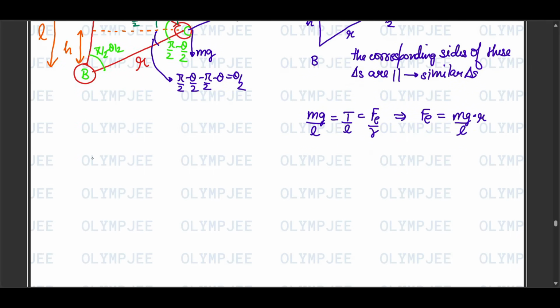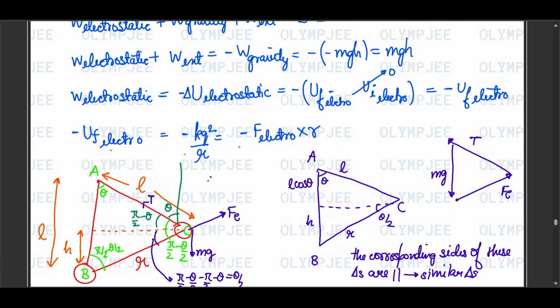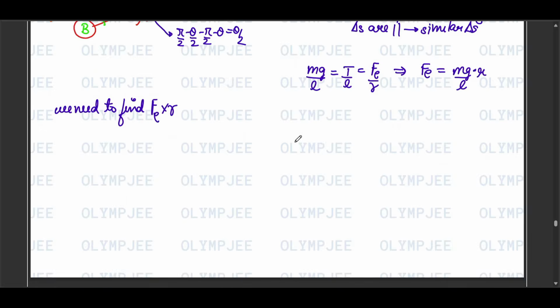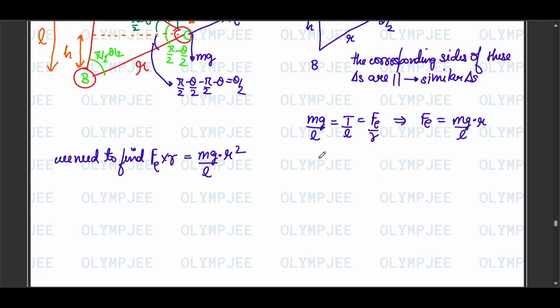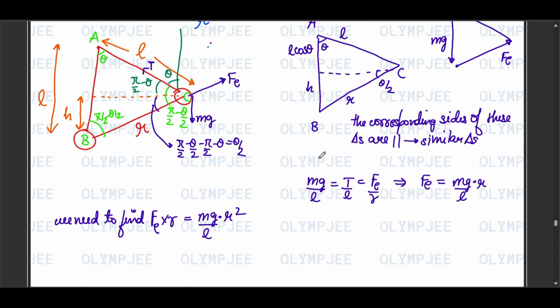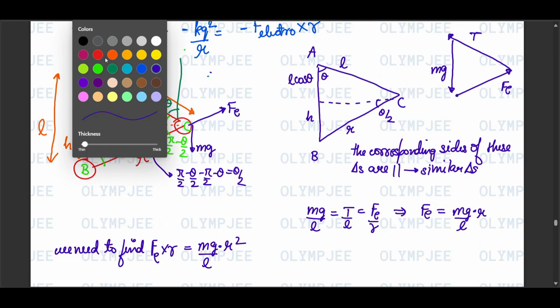So from here we can get Fe in terms of mg by L multiplied by R, and we need to find Fe multiplied by R, right? Because then we will get the work done by electrostatic force. So this will be equal to mg by L multiplied by R square. Now R is something that we had assumed, so we need to convert it in terms of L and H.